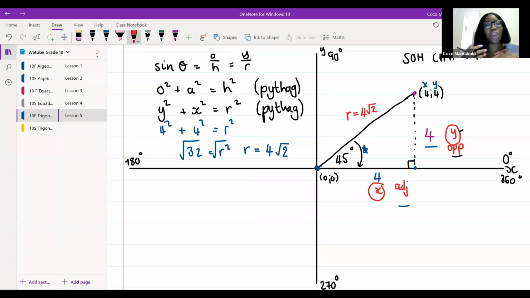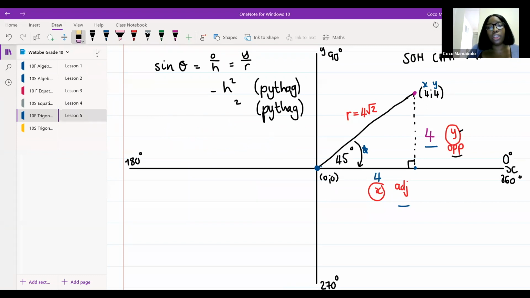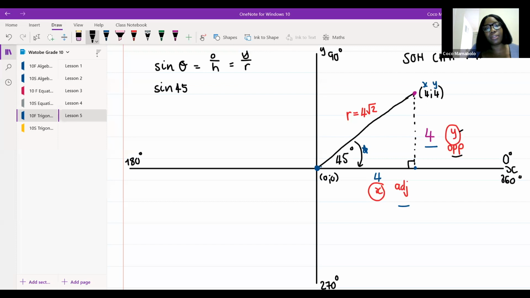You can do it either way. Now, guys, I want you to express sine of my angle in the form of opposite over hypotenuse. We're not done. You still have to write that sine of 45 degrees is equal to my y value, or my opposite side, which is 4, over my hypotenuse, or my r, which is 4 root 2.